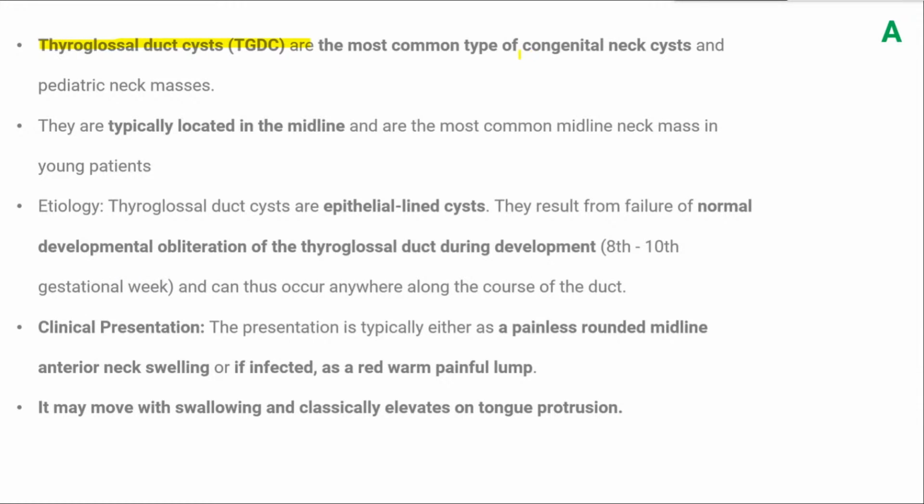It's because we always go for the most common diagnosis. We don't go for the rare case. So the most common congenital neck cyst and pediatric mass will be thyroglossal, located in the midline.